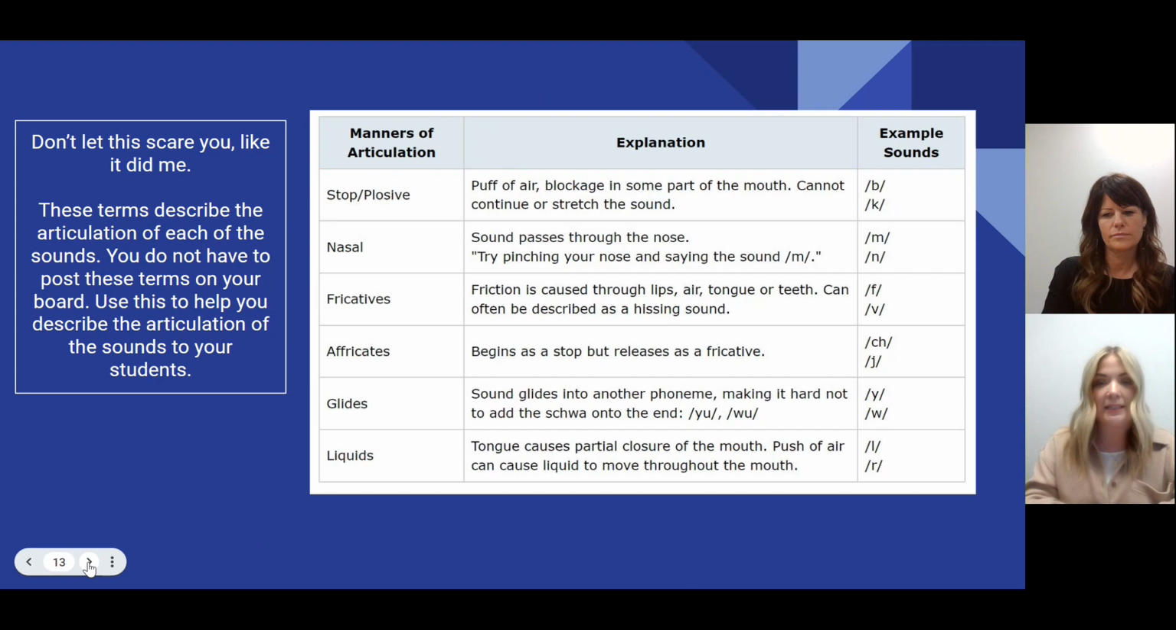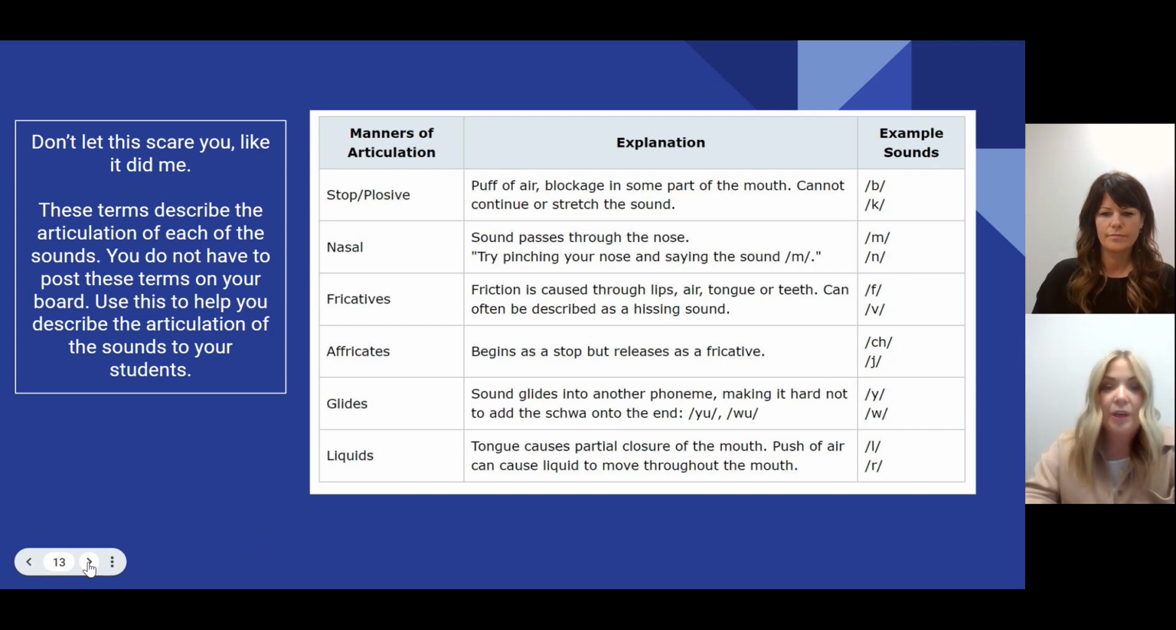So if we're doing T, for example, the sound should be T, not T-uh. And that can be a common error that exists. I know I've had lots of students do that, and it does take quite some time to make sure that they know that each sound is just T and that schwa is not added.